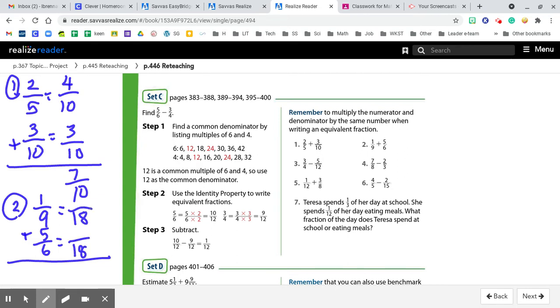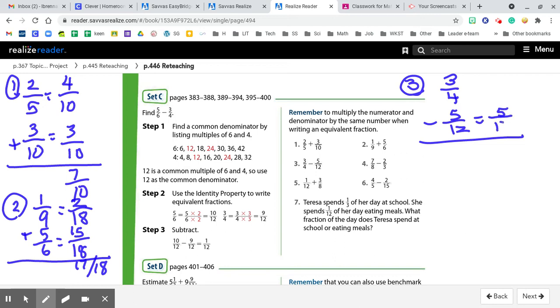And 9 times 2 is 18, so 1 times 2 is 2. 6 times 3 is 18, so 5 times 3 is 15. 15 plus 2 is 17, 17/18. And that is our final answer. Number 3, 3/4 minus 5/12. 4 goes into 12, so I'm going to leave that 5/12 alone. And I only have to rename the 3/4 into 9/12.